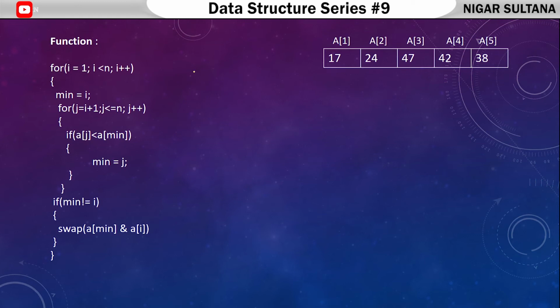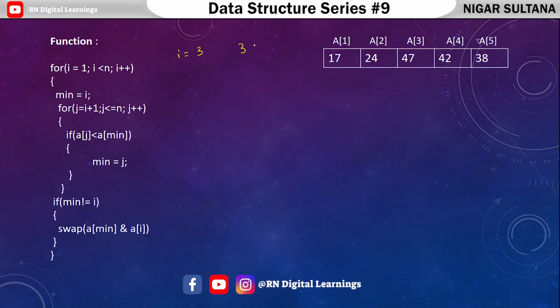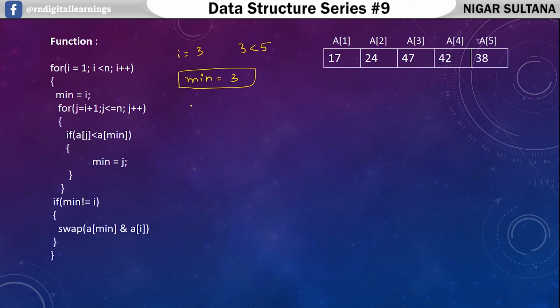Next, I value will be 3 now. It has been incremented to 3. Check the condition. Is 3 lesser than 5? It's true. If it is true, initialize the value of min with I. I is 3. Enter into the j loop. J is equal to I plus 1. I is 3. 3 plus 1 is 4. Is 4 lesser than or equal to 5?